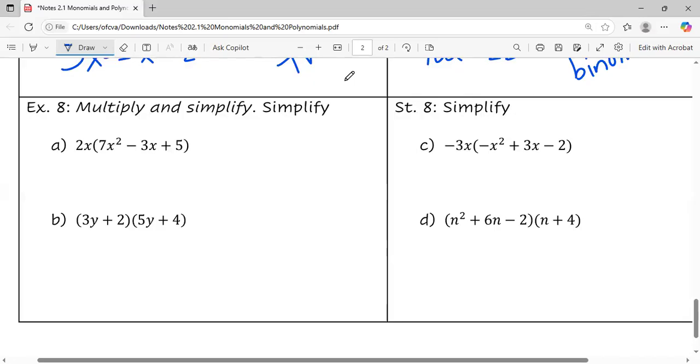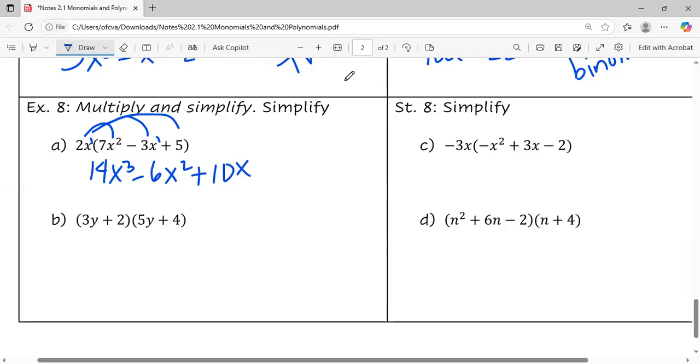So for the first one, remember when you're multiplying or distributing a term outside, 2x, that has a variable, that variable has a power of 1. When you're multiplying, you multiply coefficients, but you add powers. So this becomes 14x to the third, because remember, if you don't see a power, there's a power of 1, right? 14x to the third minus 6x squared, and then plus 10x. You're basically multiplying or distributing that 2x to everything that's inside. So 14x to the third minus 6x squared plus 10x.